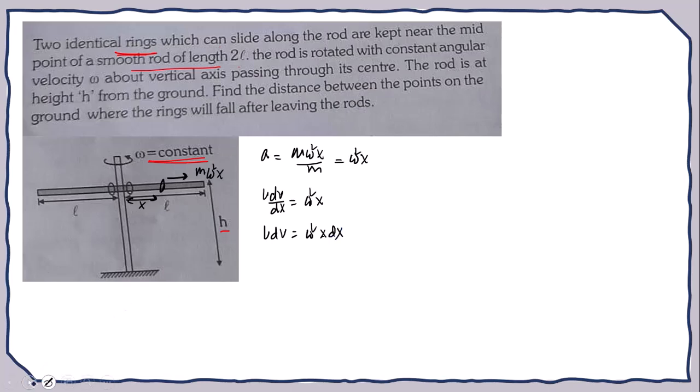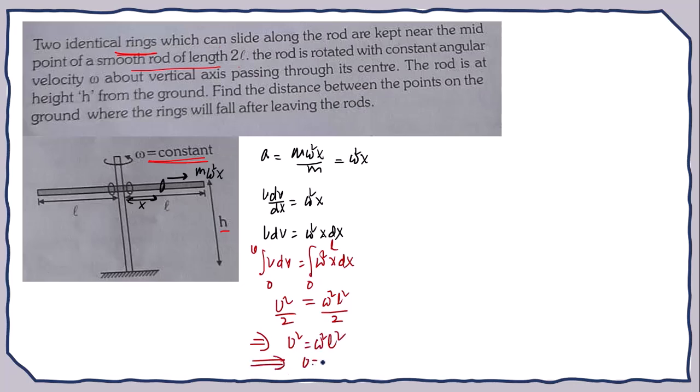Now if I integrate both sides, so integration of v dv should be equal to integration of omega square x dx. Now the limit is from 0 to v and 0 to l. So omega square l square by 2 equals v square by 2. So ultimately what I am getting, v square equals omega square l square, or v should be equal to l into omega. So this is the velocity with which the ring is coming out.